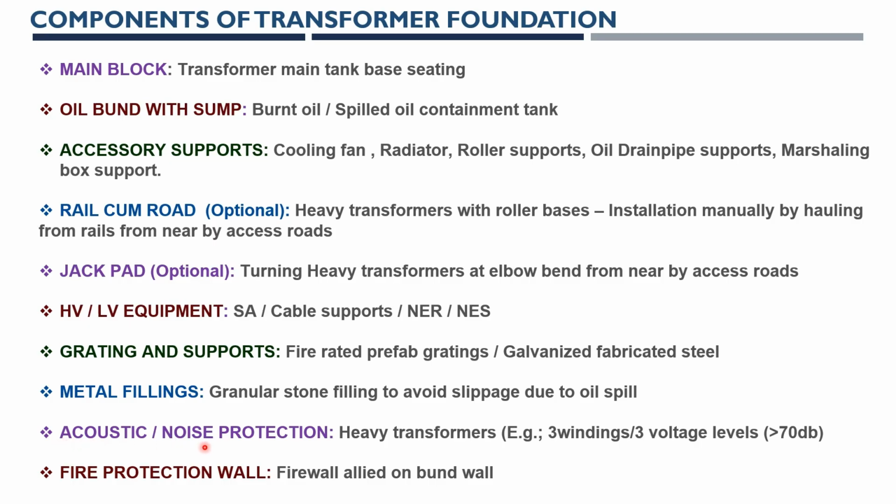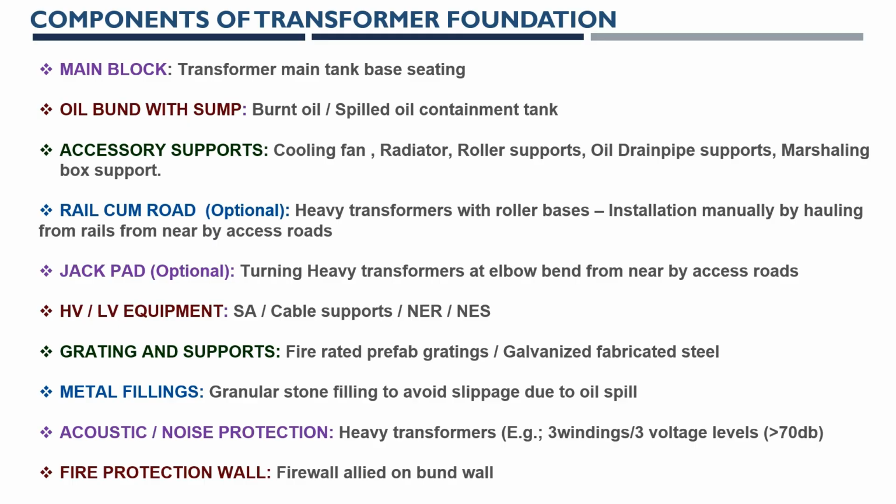And next one is acoustic or noise protection. This is for heavy transformers, for example, the 3 winding or 3 voltage levels, which is having more than 70 decibel, which is the general decibel level considered for human hearing without any disturbance. In case it exceeds 70 decibel or some limited decibel to the neighboring area, then we need to provide an acoustic or noise protection wall.